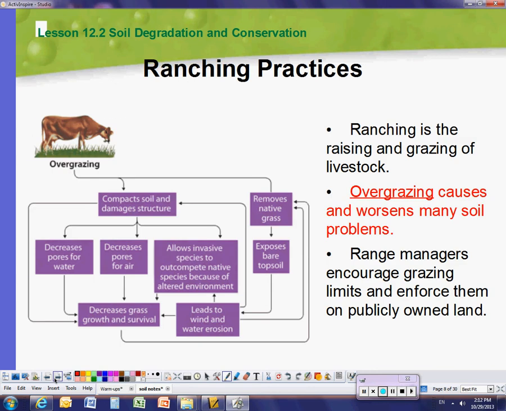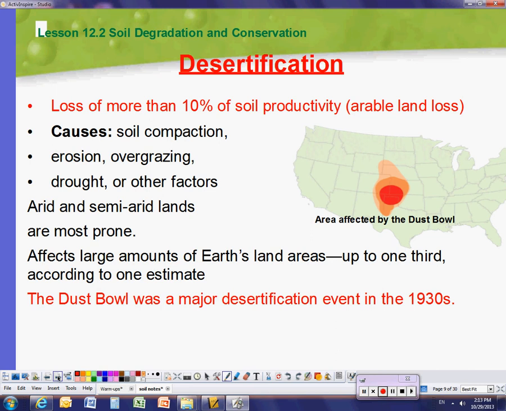Overgrazing also causes erosion because the plants will get eaten by the animals and they won't have a chance to grow back. So there is a carrying capacity for the animals in the pasture. If you go over that carrying capacity, then erosion will occur. And that's really what happened with the Dust Bowl. People overgrazed and they used the land for farming.